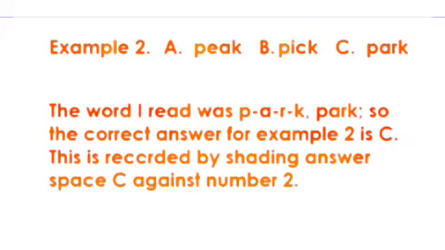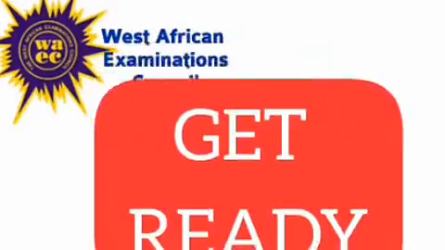Example 2, park. The word I read was P-A-R-K, park. So the correct answer for example 2 is C. This is recorded by shading answer space C against number 2. Now get ready to answer the rest of test 1 on your answer sheet.